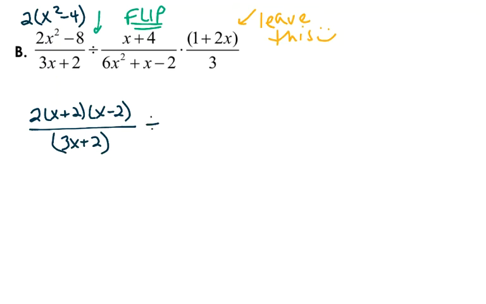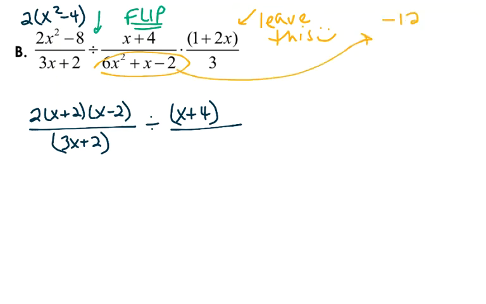Divided by, again, same thing with this x plus 4. Put parentheses around it. Now, this 6x squared plus x minus 2, let's go ahead and factor this over here. So 6 times negative 2 is negative 12. What two numbers can you multiply to get negative 12 that add up to 1? That would be a positive 4 and a negative 3. So I've got 6x squared plus 4x minus 3x minus 2.